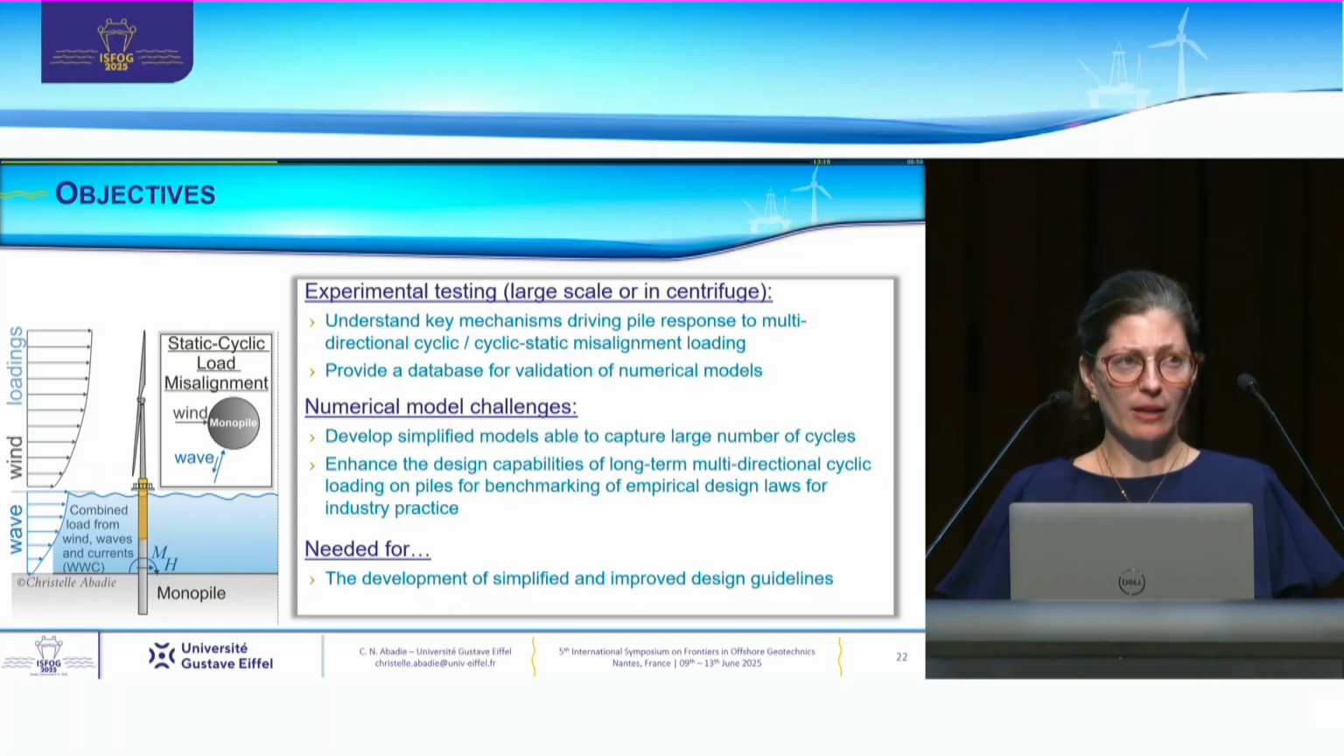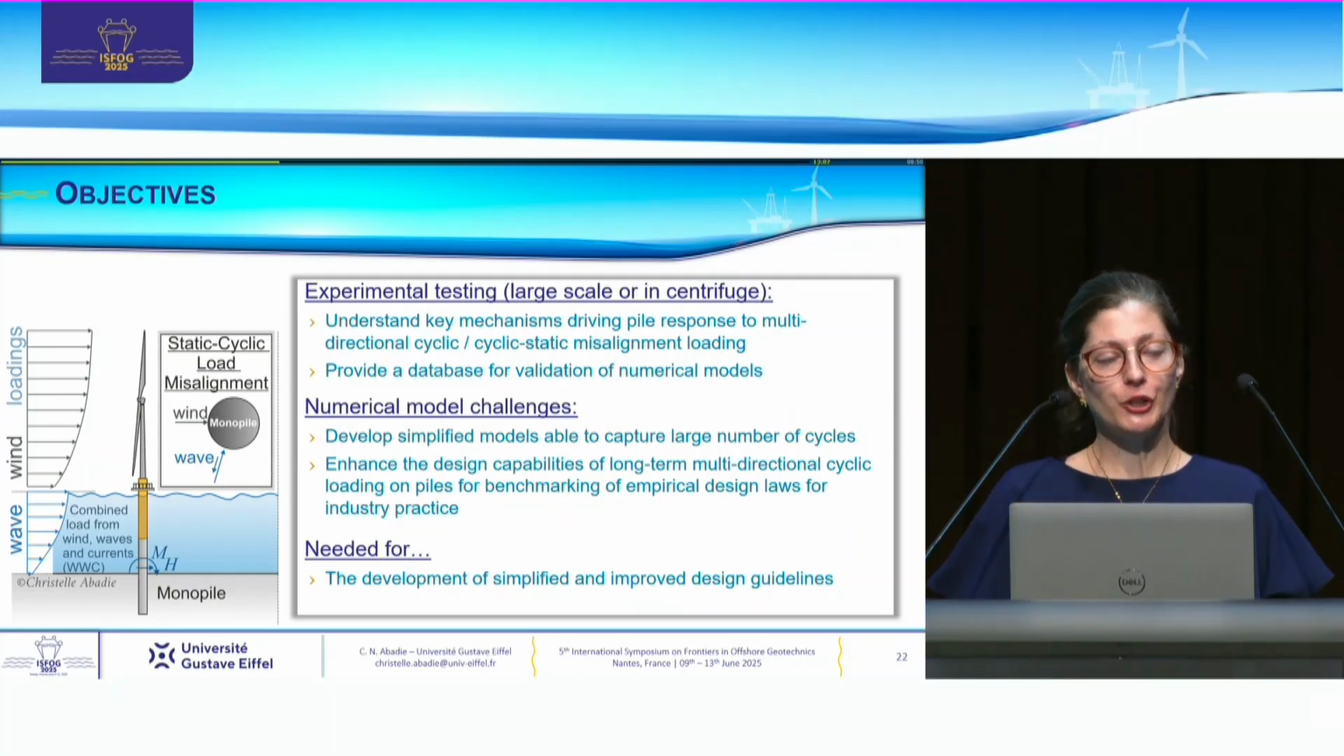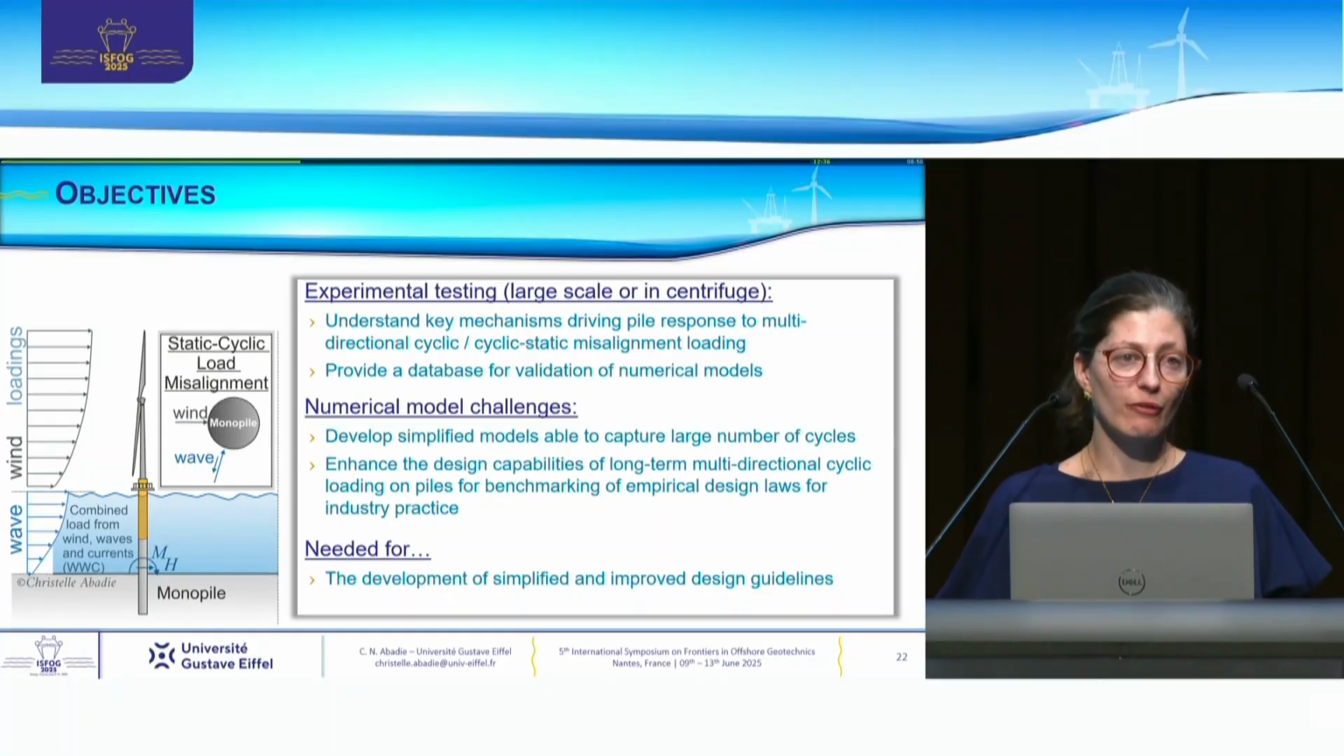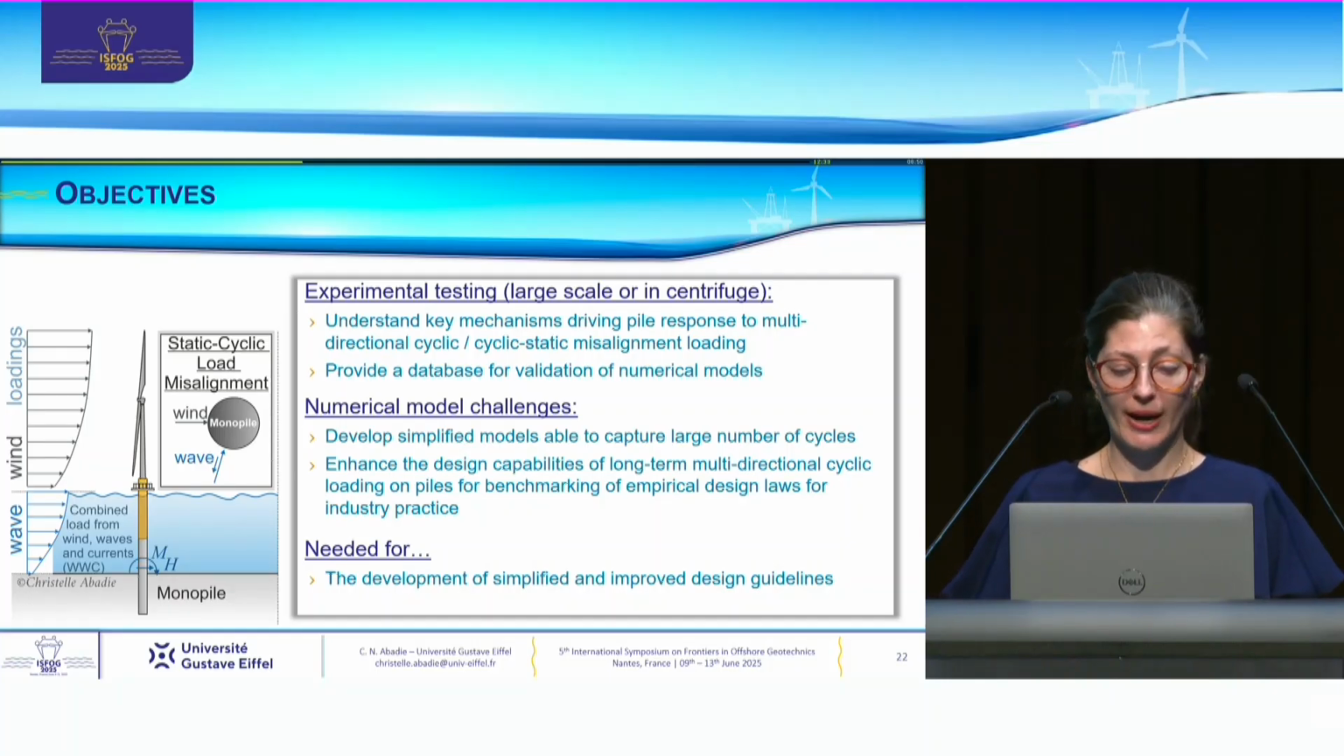To be able to understand multidirectional loading on piles further, we need to do a range of experimental testing in order to have a database that evidences the key mechanisms driving the pile response to multidirectional cyclic loading and static cyclic load misalignment. This database can then be used to develop numerical models that are computationally efficient to model long-term cyclic loading. And as you will see in my talk, this is not very obvious. But if we manage to do that, we'll then be able to enhance our design capacities and provide simplified design guidelines for industry practice. So it's quite important that we're able to do that.